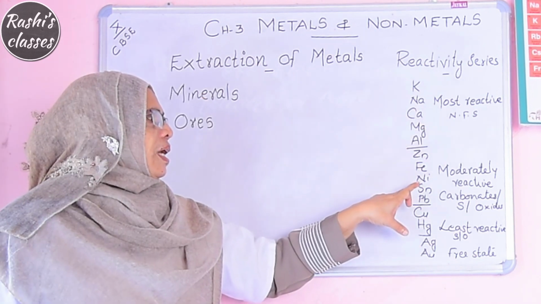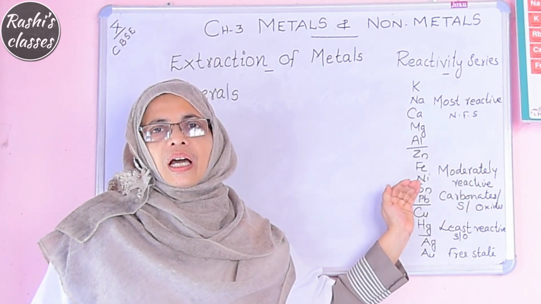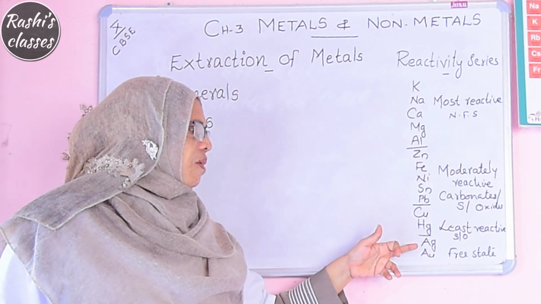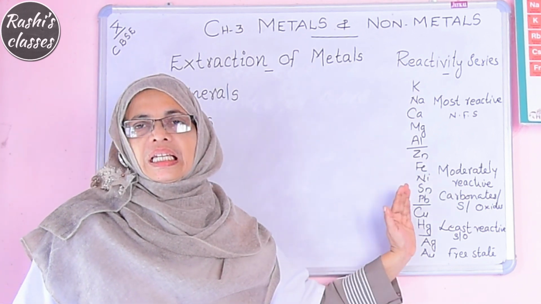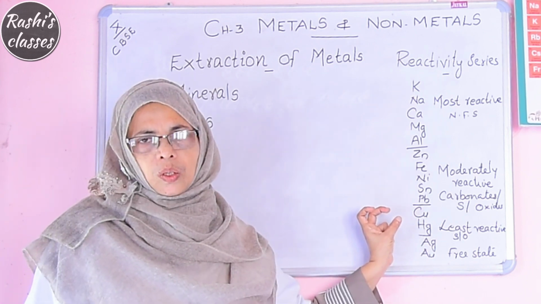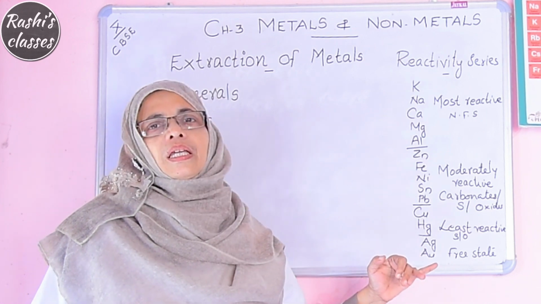Zinc, iron, nickel, tin, lead are moderately reactive. They are in the form of carbonates, sulfates or oxides. Copper and mercury, silver, gold, all these are least reactive, and copper and mercury are found in sulfide ores and oxide ores, and silver and gold we can see in free state.